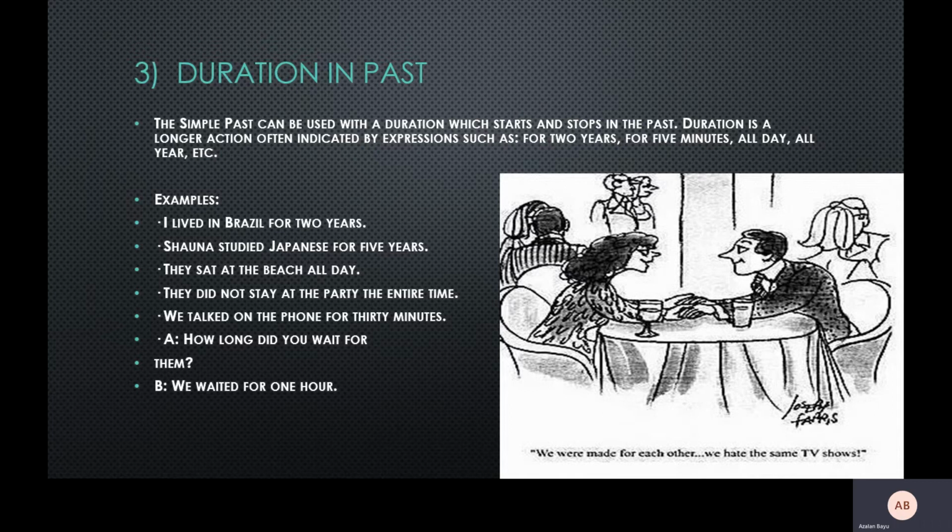Shauna studied Japanese for 5 years. Okay, only 5 years. After 5 years, she maybe did not study the Japanese anymore. Okay, and completed in 5 years. And that's it. Okay, they sat at the beach all day. Okay, and you try to explain the completed action. Maybe yesterday. Okay. They did not stay at the party the entire time.